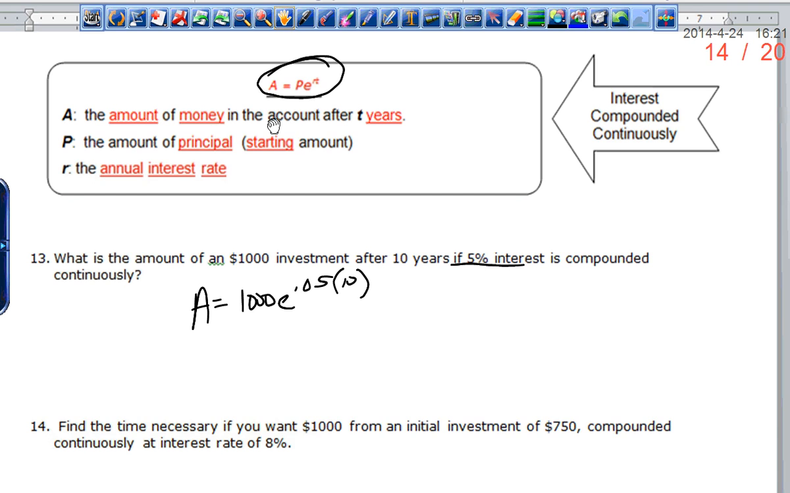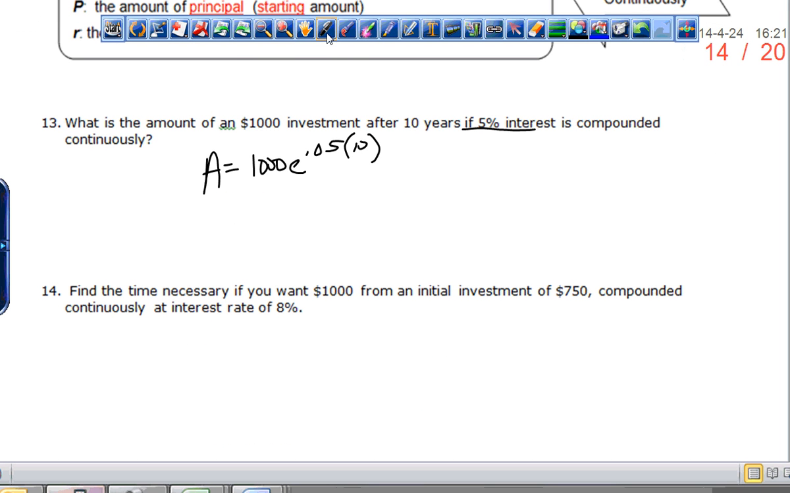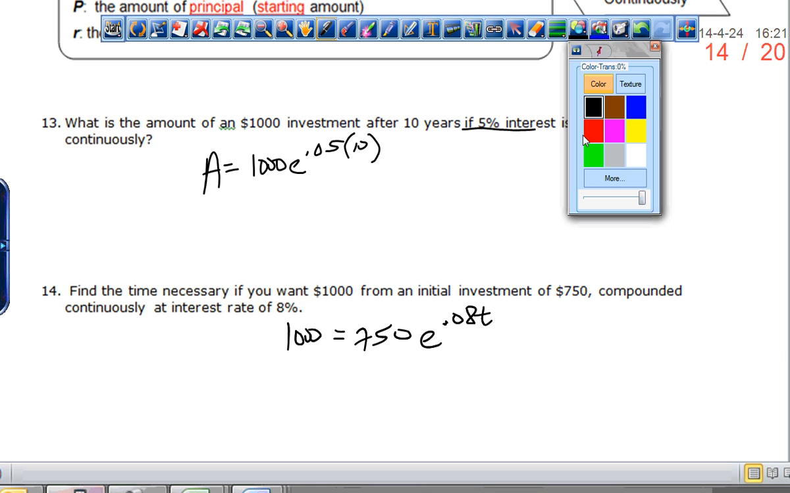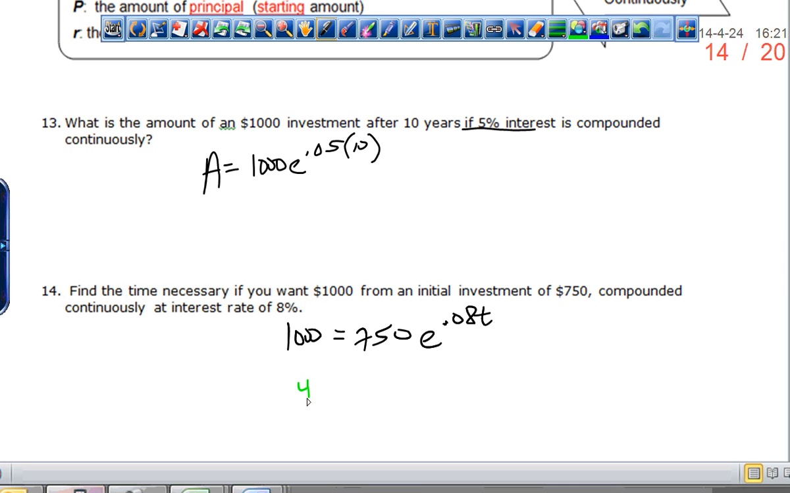And then number 14, kind of work backwards because we want to end with $1,000, but we're starting with 750. I know my interest rate, but I don't know my time. So the first thing I'm going to do is divide by 750, so I get 4/3 equals e to the 0.08t. It's going to work just like number 12 did. I'm going to take the natural log of both sides. So I have natural log of 4/3 equals natural log of e to the 0.08t. Bring that in front.